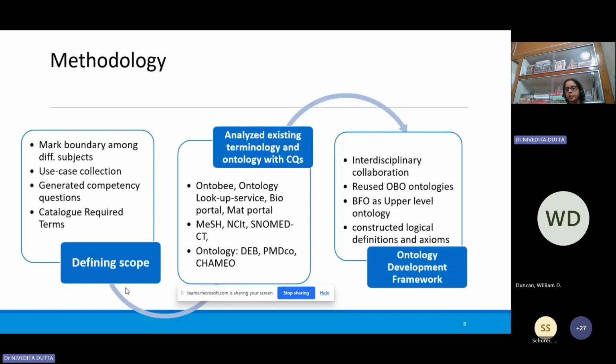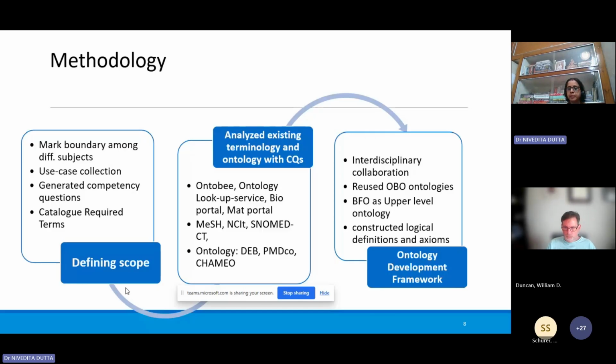So next, the ontology development framework. It is an interdisciplinary collaborative approach from scratch. So it helps us to iterate from the initial level. We reused OBO ontologies, and BFO was our upper level ontology. We constructed logical definitions and axioms for the classes.